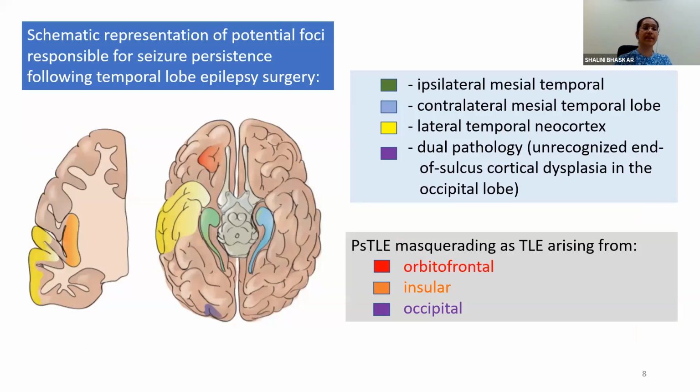This slide shows a schematic representation of potential foci responsible for seizure persistence following temporal lobe epilepsy surgery. The pseudotemporal epilepsy masquerading as temporal lobe epilepsy arises from the orbital frontal cortex, the insula, and the occipital lobe.